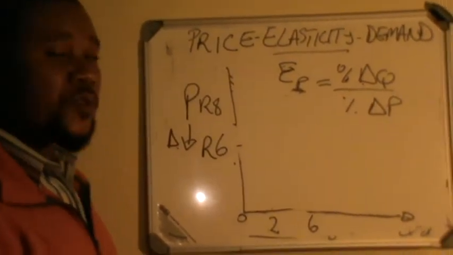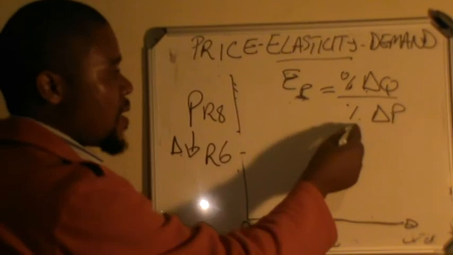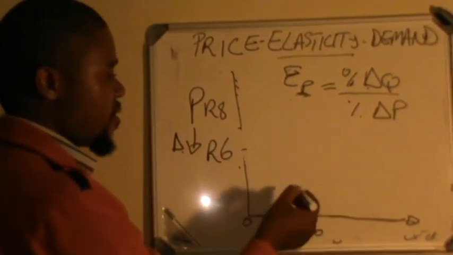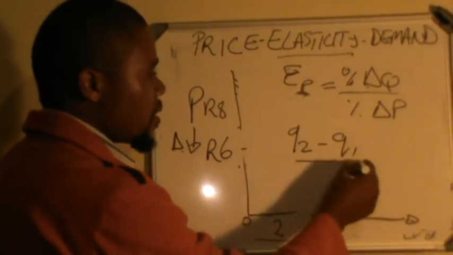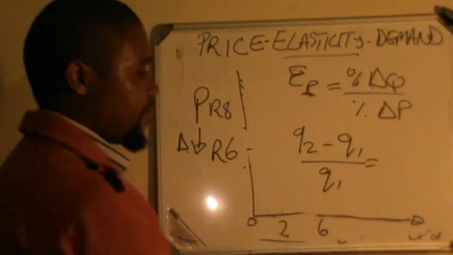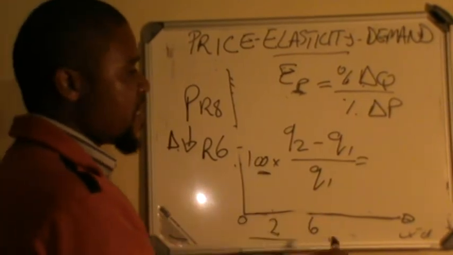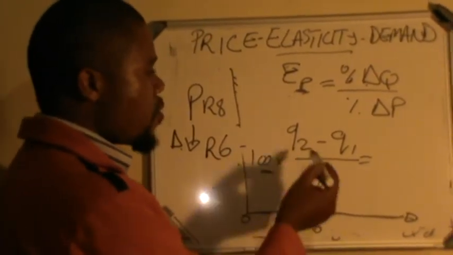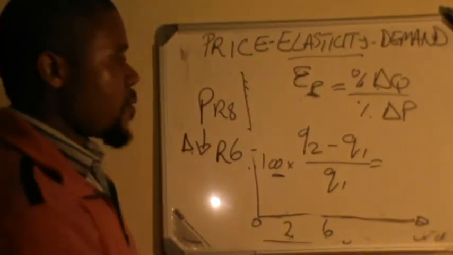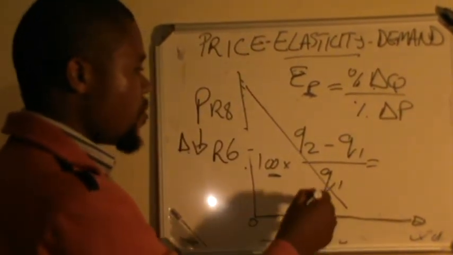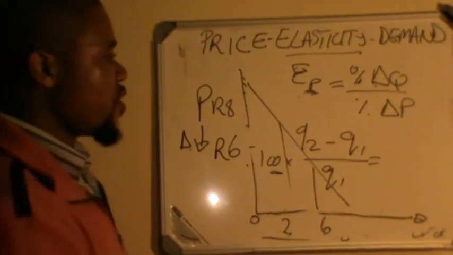All you do is first you measure the percentage quantity changes, and then you measure the percentage price changes. So Q2 minus Q1 divided by Q1, in percentage terms, times 100. This is in percentage. And what would that be? You're moving from 6 to 2, from A to B. Remember that you're moving from A to B. So what would be your percentage change in quantity?